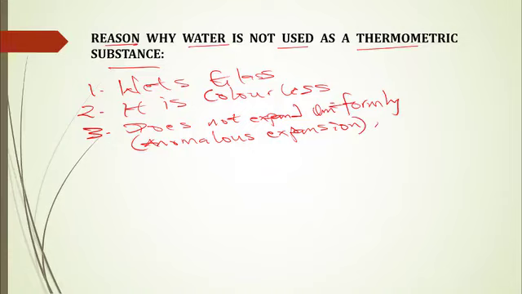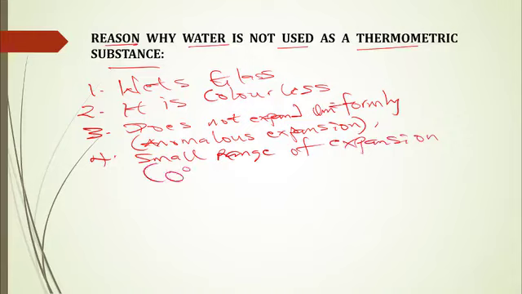And now, another reason why water cannot be used is because it has a small range of expansion. And what do we mean by this small range of expansion? It simply means that it can only expand between 0 degrees Celsius to 100 degrees Celsius. So because of this, it makes water not really good as a thermometric substance.